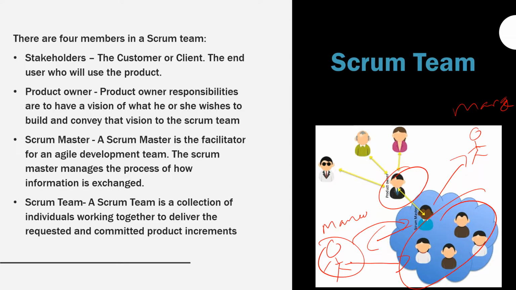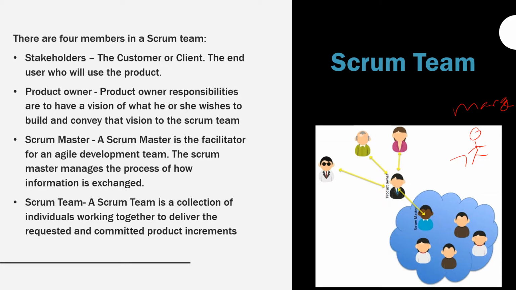The Scrum Master will then, based on this information, his job would be to start prioritizing which work needs to be done. Now note one thing, Scrum Master is not the manager of anyone. He's just a facilitator for the team. Okay, he just makes sure that the machine is running very smoothly. Then we have the Scrum team, and they're the ones who actually develop what's going on.